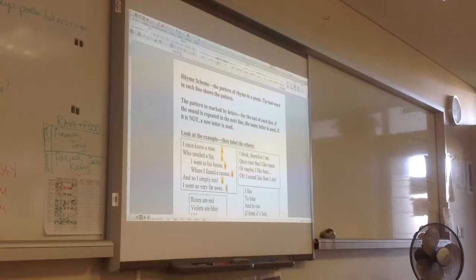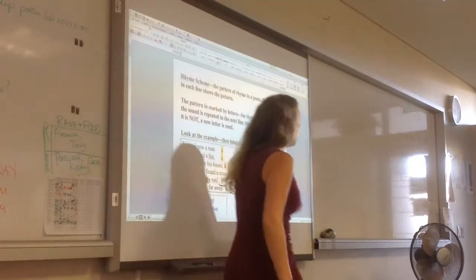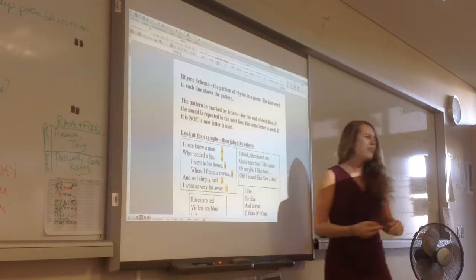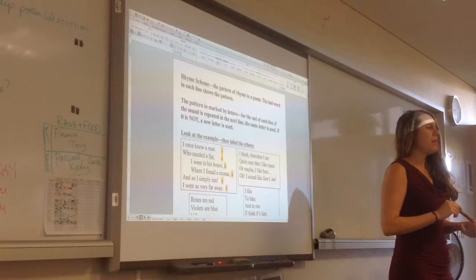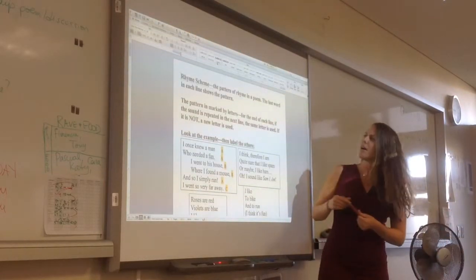All right, so today's lesson starts with rhyme scheme. So go ahead and make sure you have that open in your Notability. How many of you have heard of this term rhyme scheme before? Maybe in your Spanish language class? Anybody? Some of us have had it a little bit.